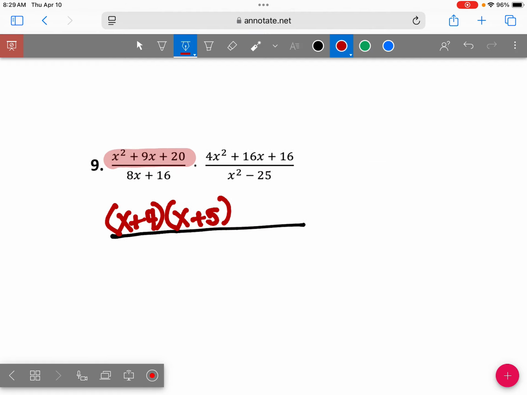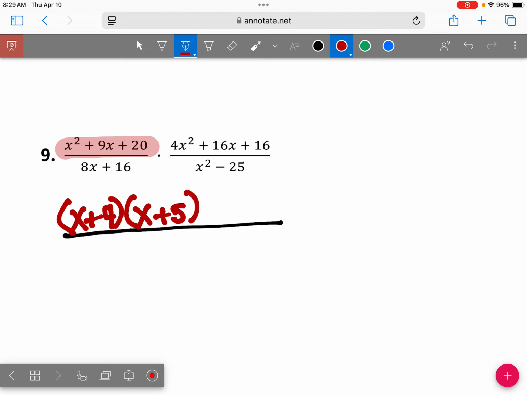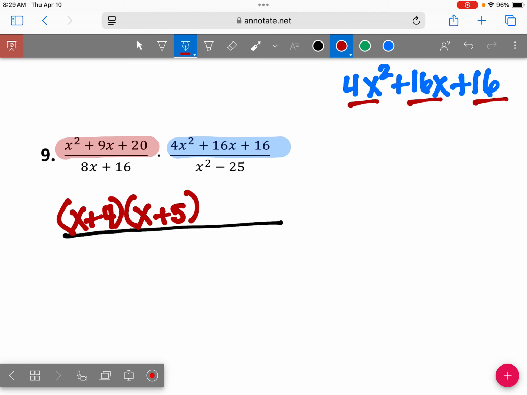All right, so this one over here, this has a lot going on. So I'm actually going to rewrite it, because we got a couple things we can do with that. So I'm going to write it over here. So I have 4x squared plus 16x plus 16. The first thing we have is a GCF of 4. So we're going to start by dividing everything by 4, which is going to give me 4 times.